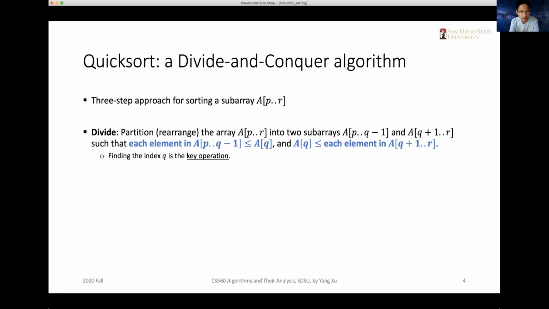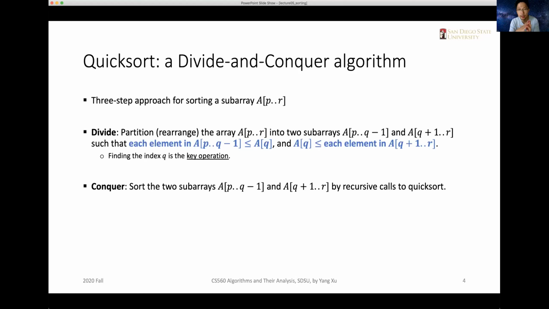Okay, and the key operation in this partition step is to find the index q. Okay, so what element we need to use as the pivot, as the element in the middle that does the division. This is the key operation.